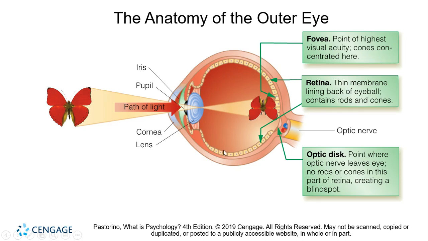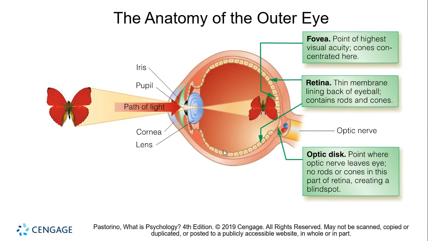Now, you also have an iris. The iris is the colored portion of your eye. Some of our irises might be brown or black. Some of them might be blue or green or hazel. The color of it has nothing to do with vision. That's just how much pigment happens to be in your iris.